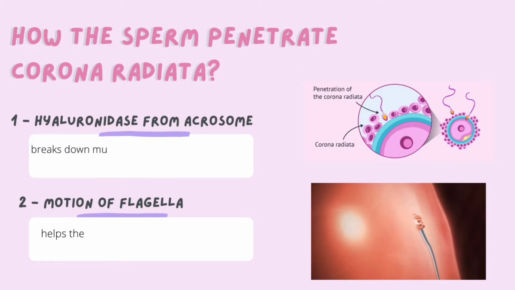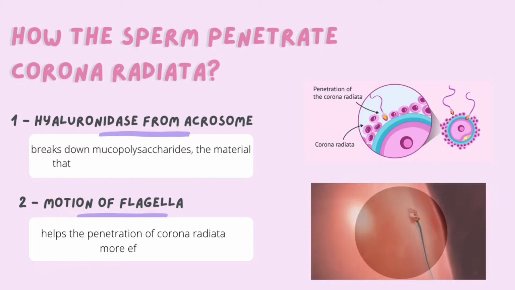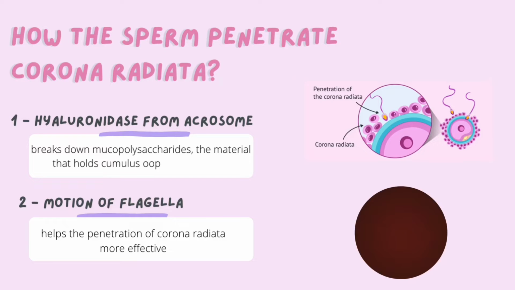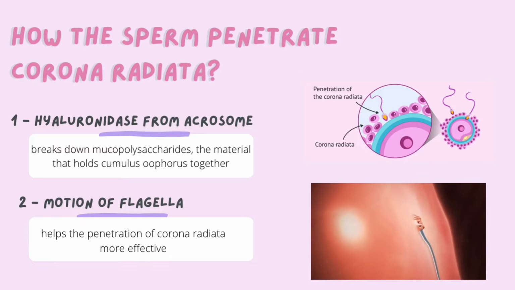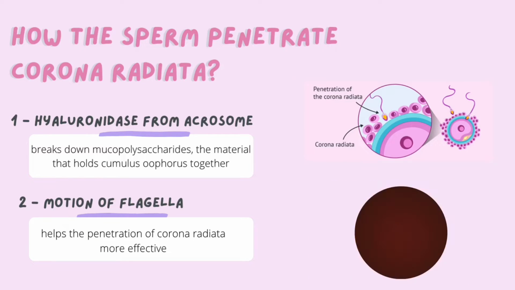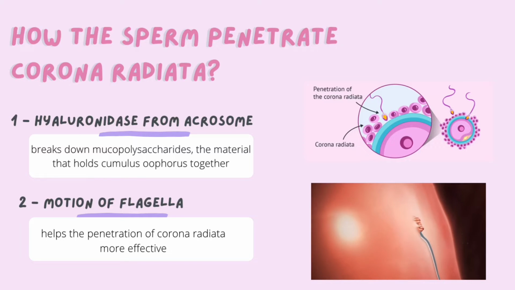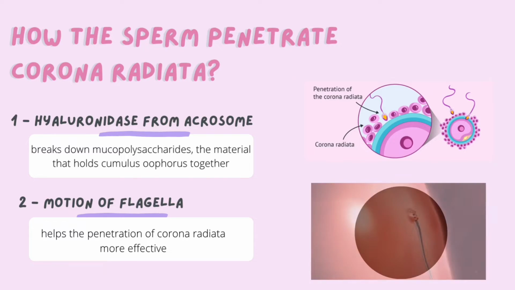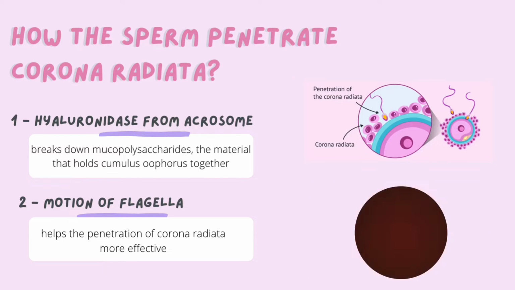Next, we're going to look at how the sperm penetrate corona radiata. There are two aspects of the sperm that ease the penetration. The first one is hyaluronidase released from the acrosome of the sperm. Hyaluronidase, a corona-penetrating enzyme, breaks down mucopolysaccharides, the material that holds the cumulus oophorus cells together. The motion of flagella of the sperm also helps the penetration of corona radiata to be more effective.